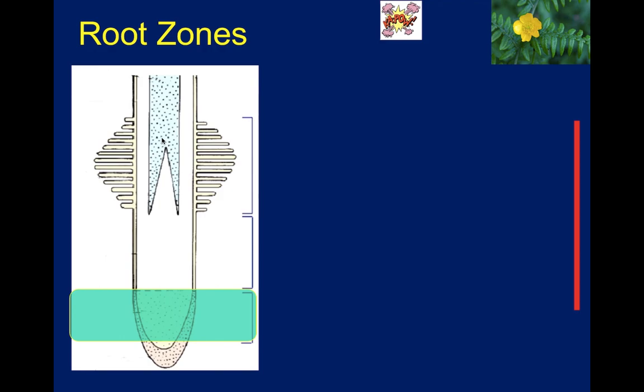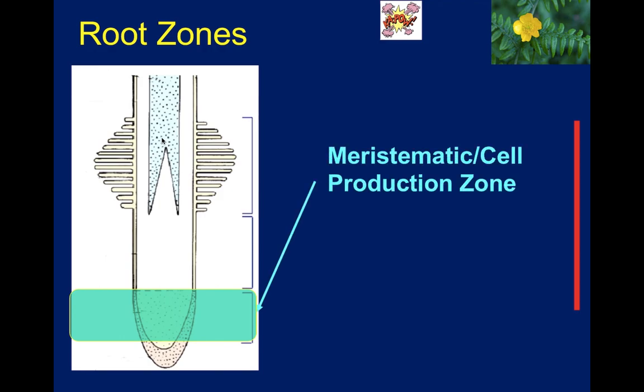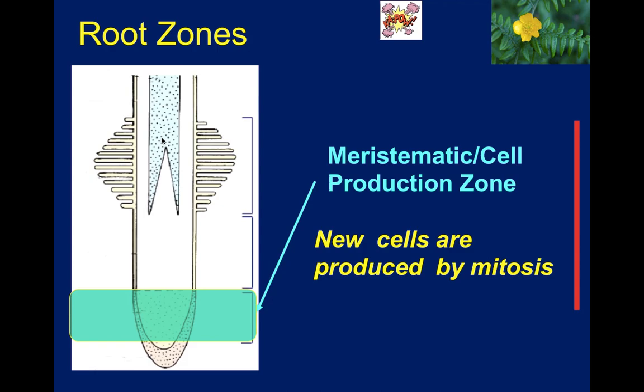The next zone is the meristematic zone. And here, so meristems do mitosis. So they both begin with M's, but meristematic and mitosis go together. And here's where new cells are actively being made by mitosis.